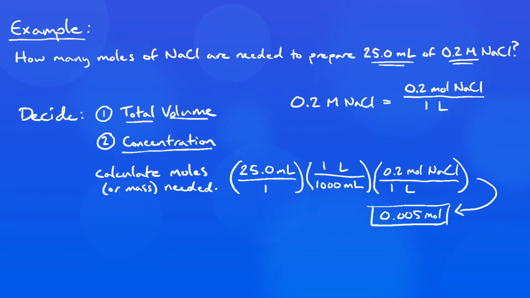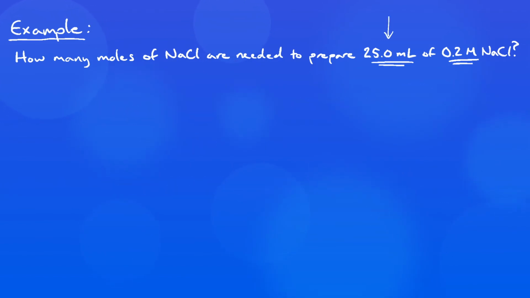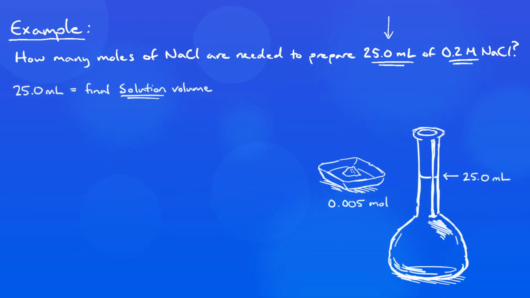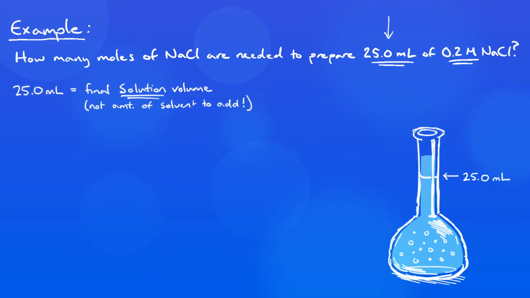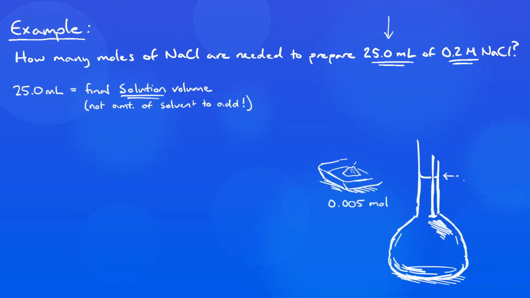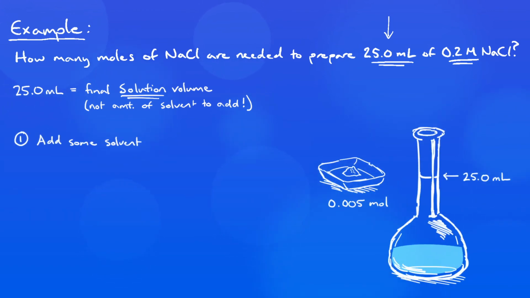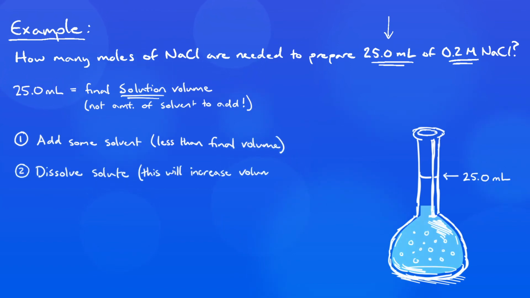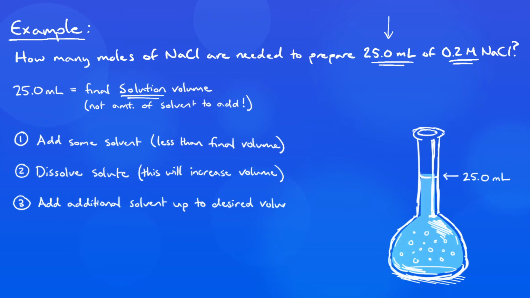Now, back at the lab bench, there is actually one more consideration. I was careful to say that our chosen volume represents the final solution volume here, not the volume of solvent added when preparing the solution. This is an important distinction because if you started with your target volume of solvent and just dumped in our calculated moles of solute here, the added solute will actually change our final volume slightly. So we don't want to do it that way. Instead, the best practice is to add some solvent to your prep vessel, less than what you're eventually going to need, and then dissolve your solute, and finally bring the final volume up to the desired level with some additional solvent.